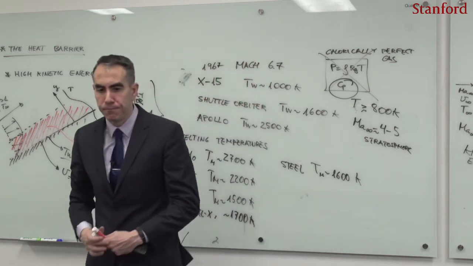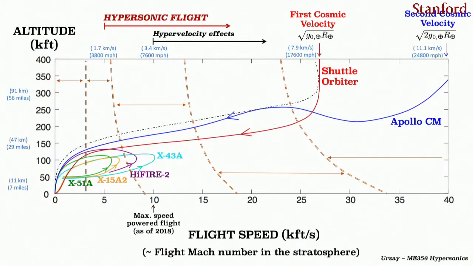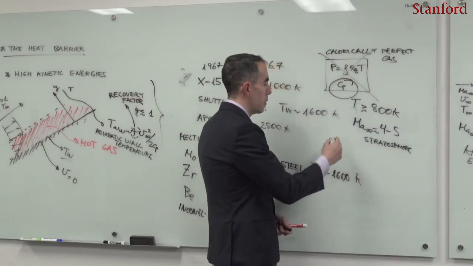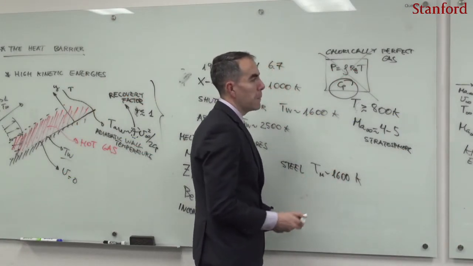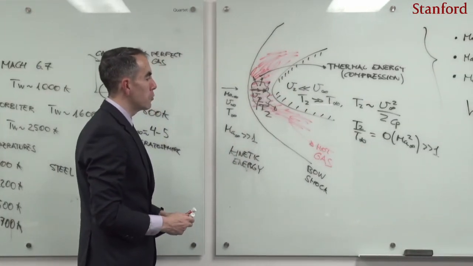So if we go back to the chart, above a Mach number of 4 to 5, the calorically perfect gas assumption becomes invalid, and one has to take into account vibrational excitation. You see that most of these systems, like the X51, X15, HiFIRE, X43, are within the range of activating the vibrational degrees of freedom in the gas. Then beyond the vibrational excitation of the gas, these high post-shock temperatures also activate chemical processes.